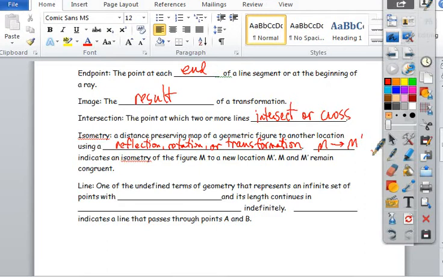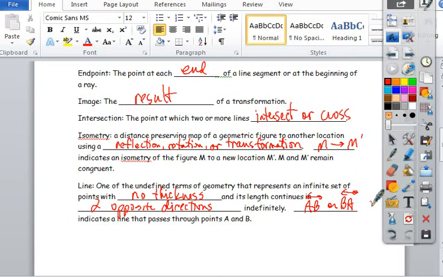Line is one of the undefined terms of geometry that represents an infinite set of points with no thickness. You can't say, you know, it's a foot wide or anything like that. No thickness. And its length continues in two opposite directions indefinitely. What does indefinitely mean? Forever. It keeps going forever and ever. If I wanted to abbreviate, I'm going to say line AB or line BA for points A and B. You can use either one of them and it'll work.